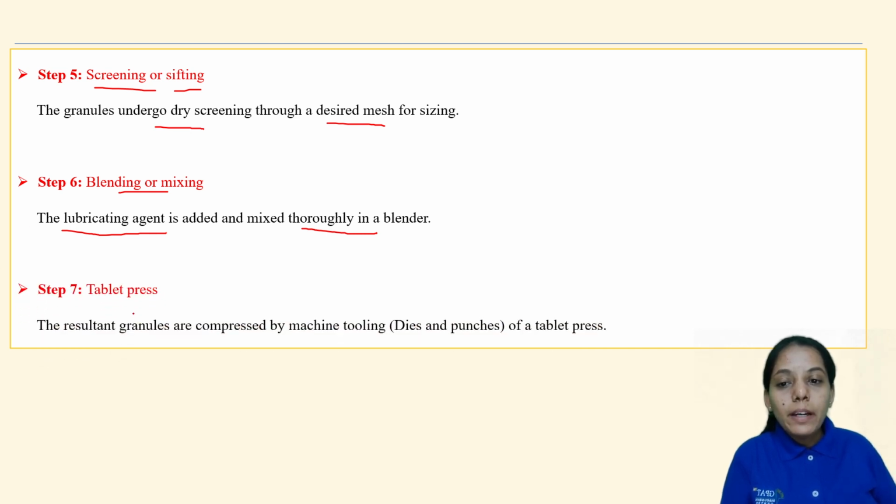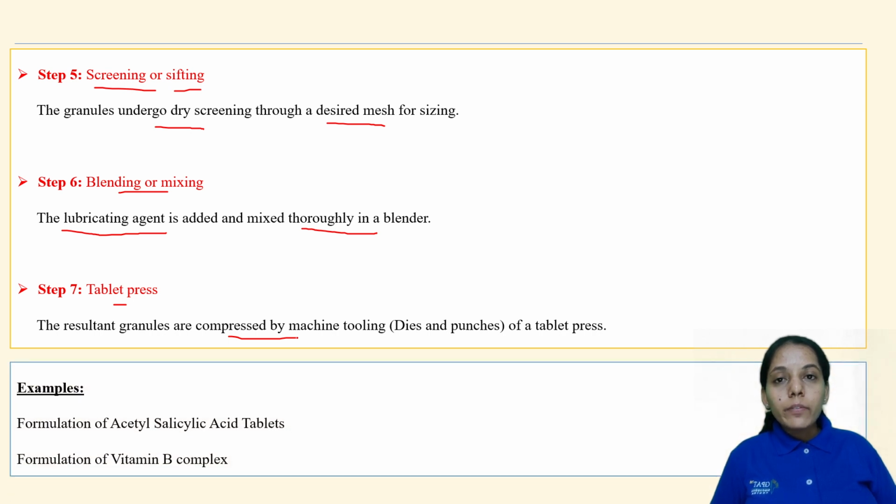Step 7 is the tablet press. Afterwards, we add some lubricating agents and mix, and then it is compressed into final tablets. Now these tablets will have a normal size and shape. The resultant granules are compressed by machine tooling, that is, dies and punches of the tablet press. So this was about dry compression. The examples are acetyl salicylic acid tablets, that is aspirin, and formulation of vitamin B complex tablets.